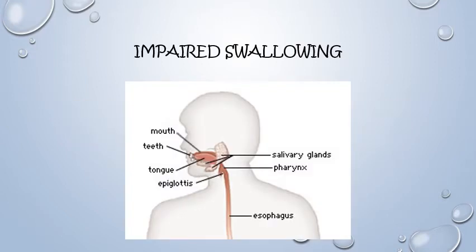Swallowing is a complex act that involves the mouth, throat, epiglottis, and esophagus. A cycle of swallowing means chewing food, moving the food to the back of the mouth, moving the food past the epiglottis and trachea or airway into the esophagus and then into the stomach. Difficulty swallowing can occur at any point in the swallowing cycle.